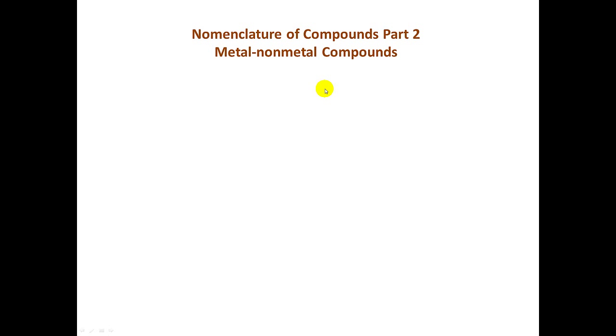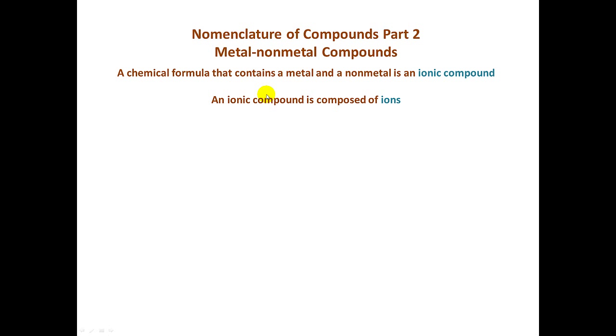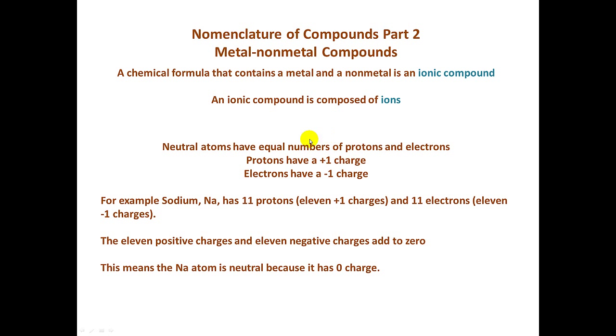Here we're going to name ionic compounds. Recall that an ionic compound contains both a metal and a nonmetal species. An ionic compound is composed of ions. So for example, neutral atoms have equal numbers of protons and electrons.